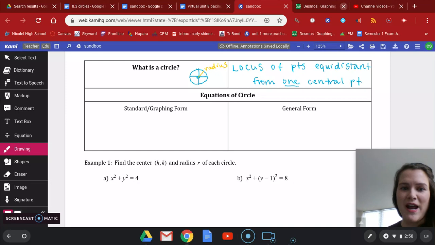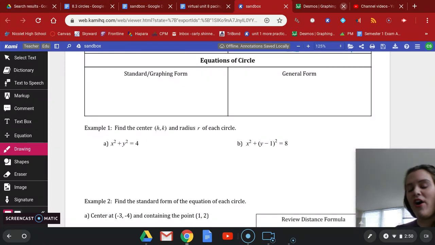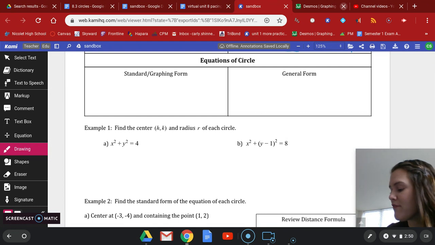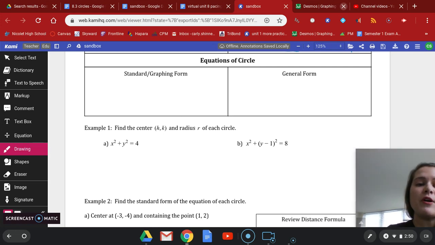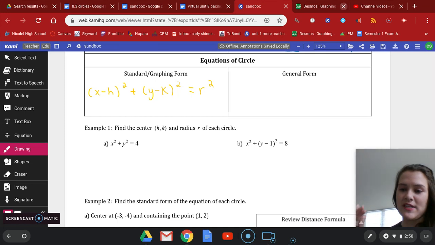So that is how we are going to think about circles this unit. We're going to kick it up a notch, all right? What are the equations of a circle? All right, so in standard or graphing form, so this would be the form you want to use if you are graphing. So you've definitely seen this before in a previous math class where our center is (h, k), right? And then the radius is what's on the outside of your equation, all right?